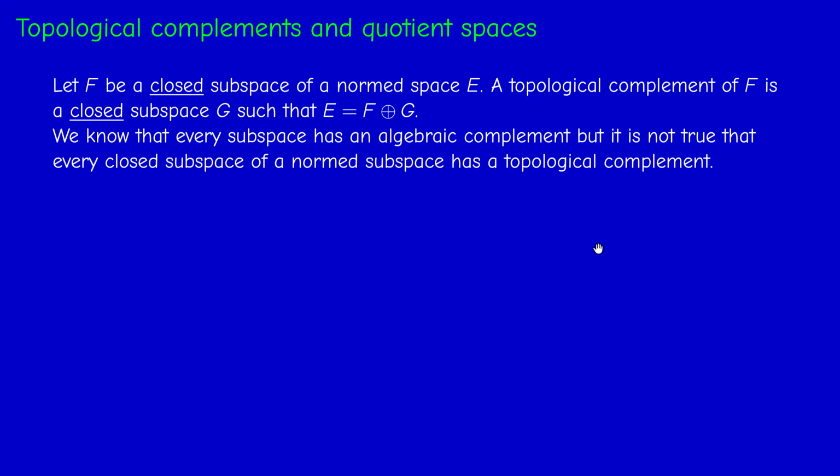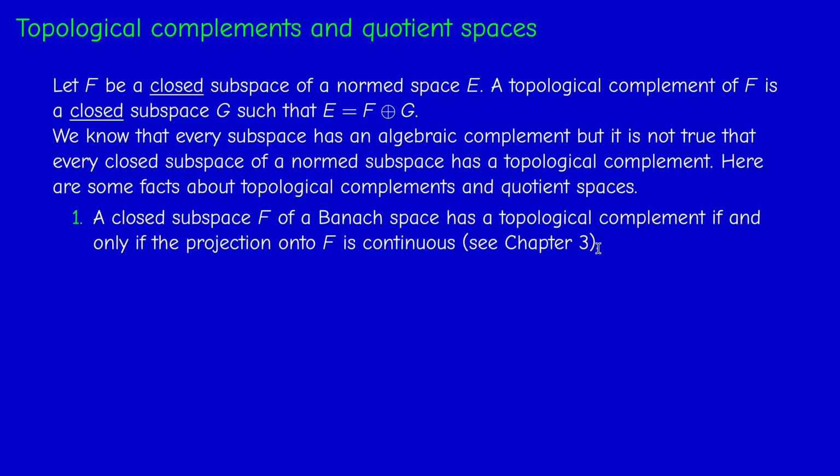Now, observe that every subspace has an algebraic complement, but it's not true that every closed subspace of a normed space has a topological complement. There are many counterexamples, but in some cases, yes. So the first result that you may prove after studying chapter 3 is that a closed subspace F of a Banach space has a topological complement if and only if the projection onto F is continuous.